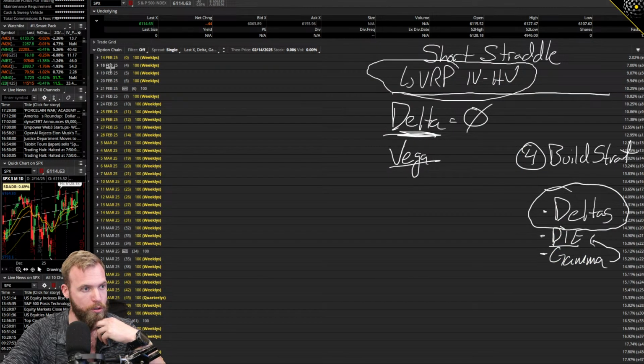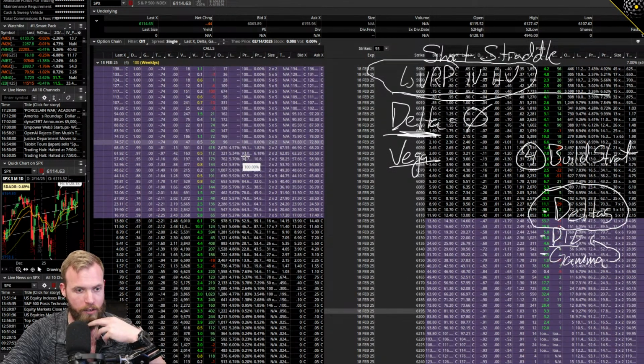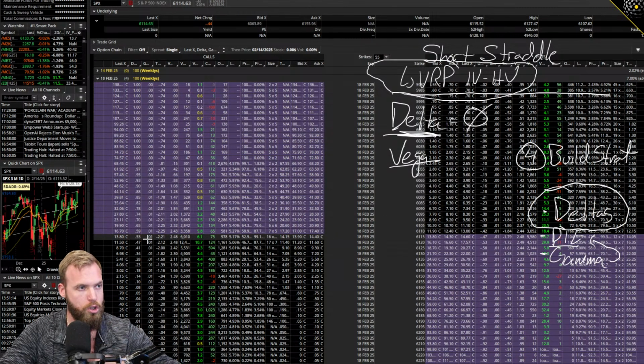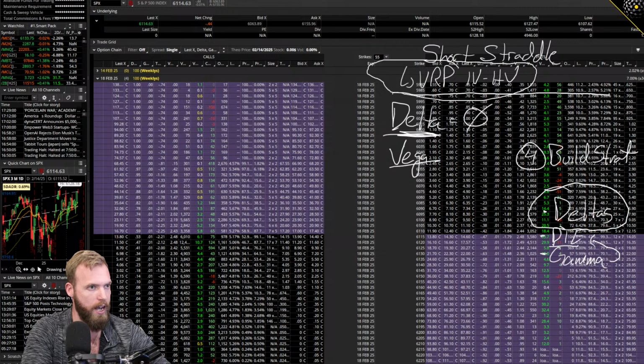And let's just do like a 4 DTE, obviously, because the market's closed. And let's take a look at this at the money straddle, the 61.15. And we can see that we're getting 53 deltas on the call side. So let's take a look at this actual position. So I'm going to sell to open one call, and then one put.